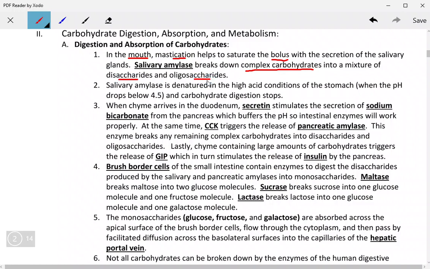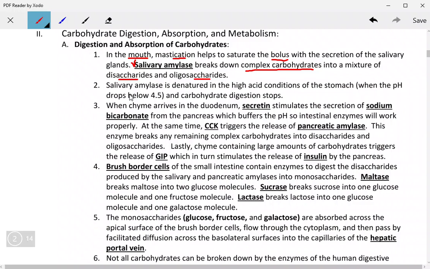Okay, so we're going down the list now, where we're taking it down into smaller components, but we're not there yet. In the mouth, this process will begin, and it's usually done by salivary amylase. Make sure you remember that. Now, salivary amylase and this bolus will then be transported through the esophagus down into the stomach, and we know something will occur in the stomach.